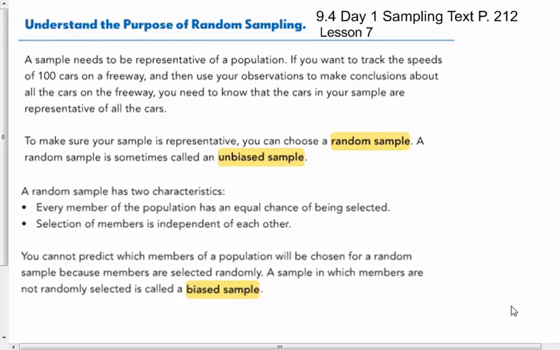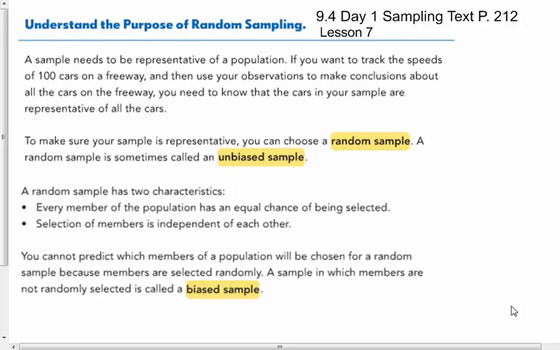So this is lesson 7, 9.4, day 1, sampling. You can find it in your B book in the text on page 212. This is not in your notes, however, the next part will be in your notes, so just read along with me and we'll go over this.